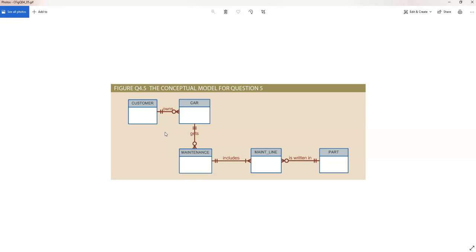Maintenance includes, so this is again the associative entity, the bridge table, because a maintenance can involve many parts, and parts can be included in many maintenances. So that's the many-to-many relationship that's been turned into one-to-many. So think of this as an invoice. So on a particular maintenance, a certain part is involved.